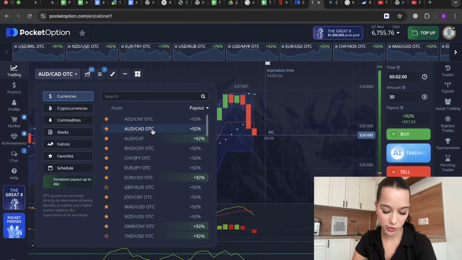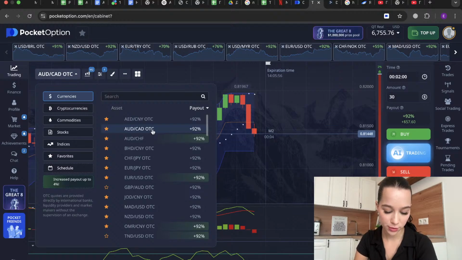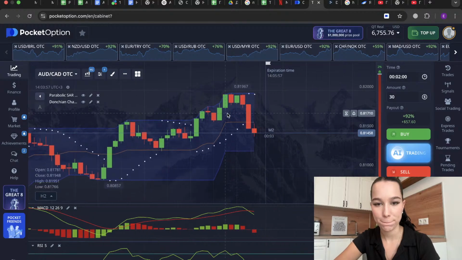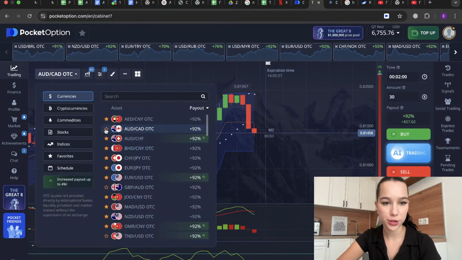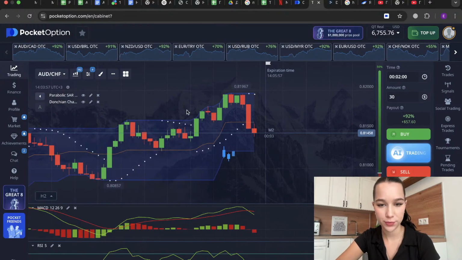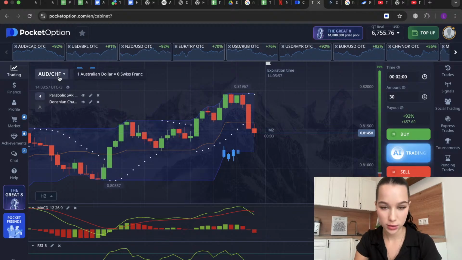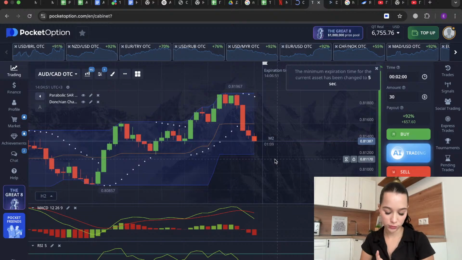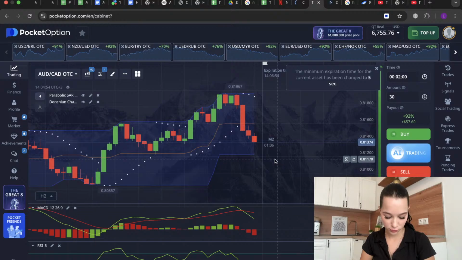I will find for now some currency pair where we can open. Here's a pretty good chart, but we'll save it for later. Okay guys, give me a second.